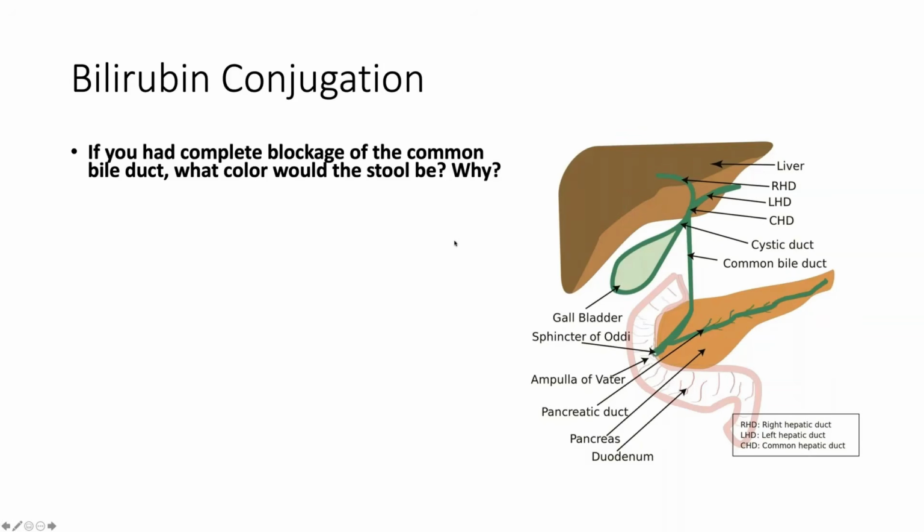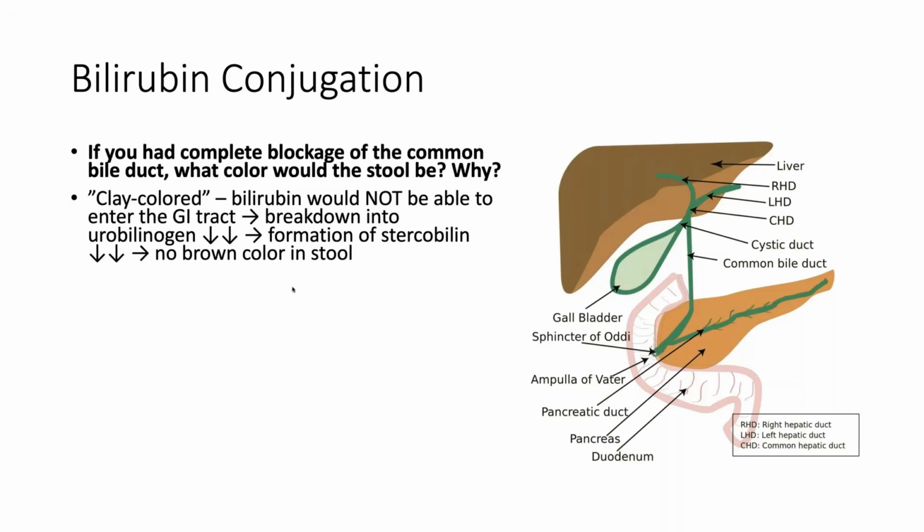Satya, if you had a complete blockage of the common bile duct, what color would the stool be and why? The stool would be pale because there's no bile coming in. Yeah, exactly. Specifically, there'd be no bilirubin coming in. So if there's no bilirubin, there's no urobilinogen. If there's no urobilinogen, there's no stercobilin. And so there's nothing that's going to give the stool the brown color. Classically, they say clay-colored. Yes. Yeah. Boom. Isn't that cool?